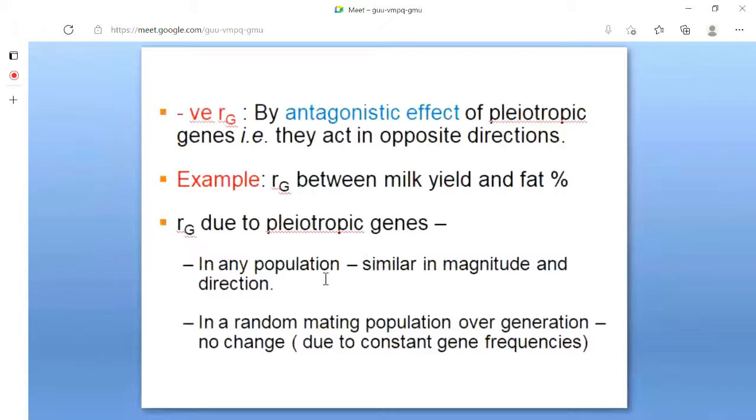So it may be negative or it may be positive. Okay, positive, can you tell me one example? Anyone? The height and the body weight. This is also a positive correlation. Okay, if the height is more, then weight has to be more. Okay, that is positive correlation.